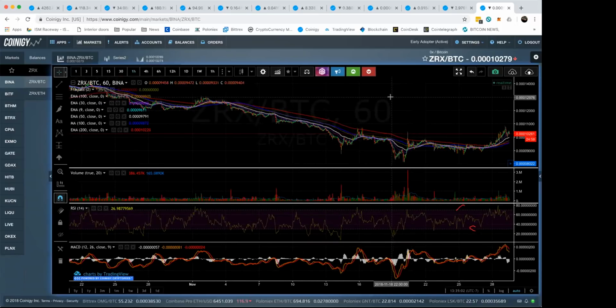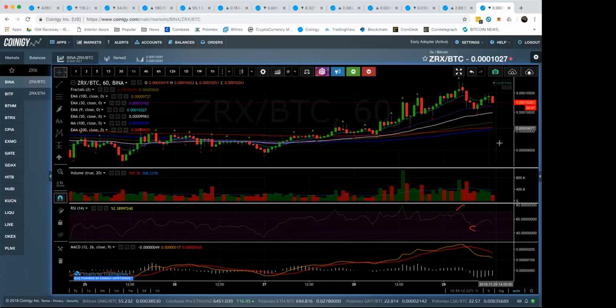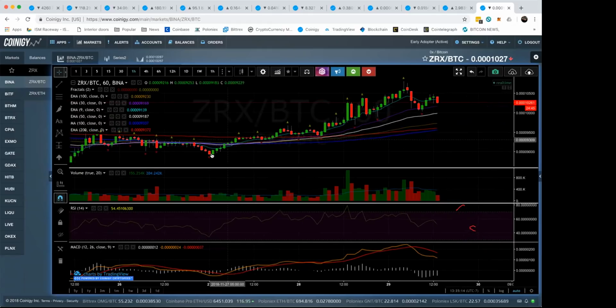And we had a nice move here. Give me 1 second. Okay, here we go. So we had a nice move on ZRX here. I believe the other day I saw this did like 30%. So we had a really nice move here. We are currently playing with the 30 and the 9 EMA as support.